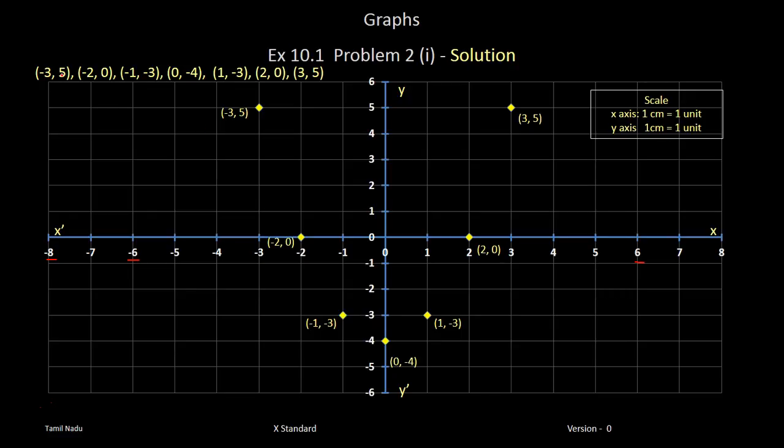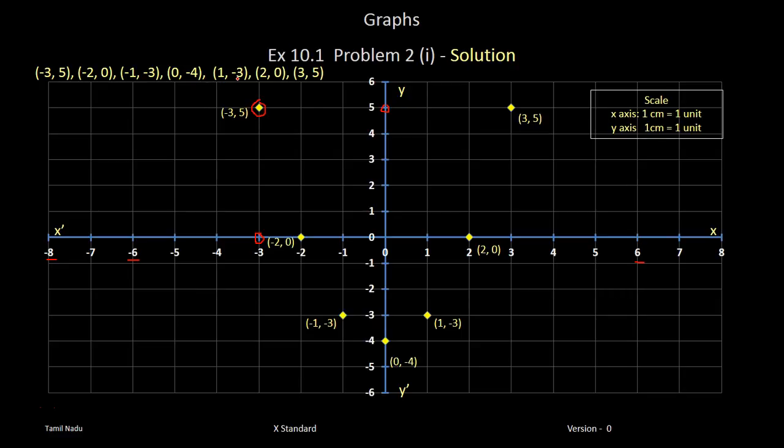So the first point is minus 3, 5. So x is equal to minus 3, so this is the place. And y is equal to 5, so this is y equal to 5. So from here you move horizontally to the left, and from here you go up, it will meet at one point. So that is the point. That is, minus 3, 5 is this point.